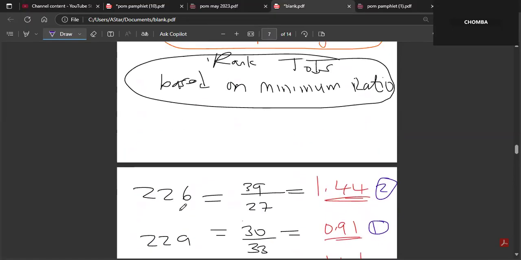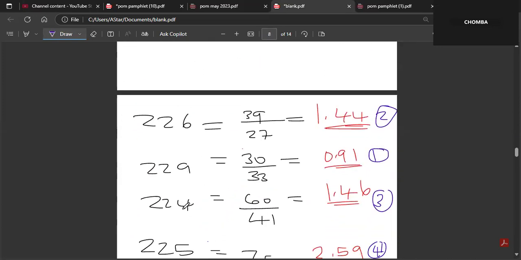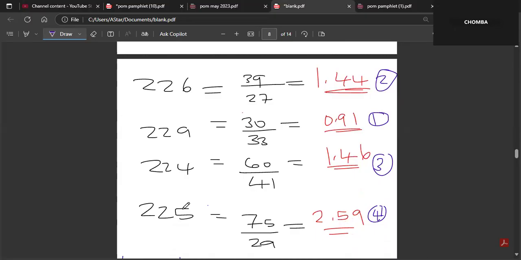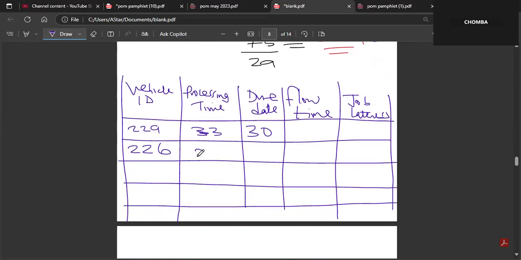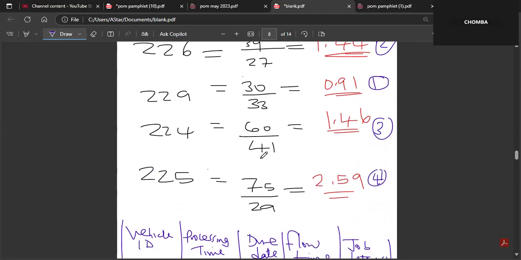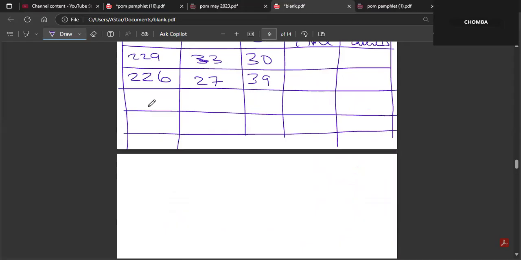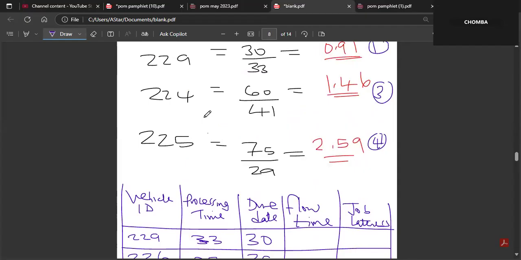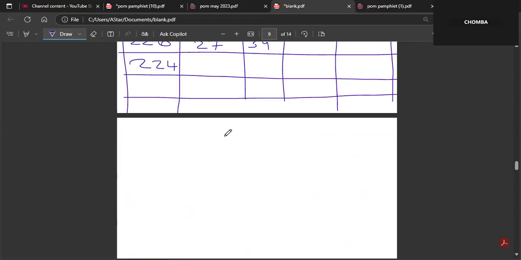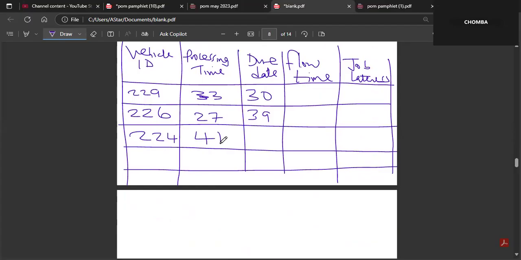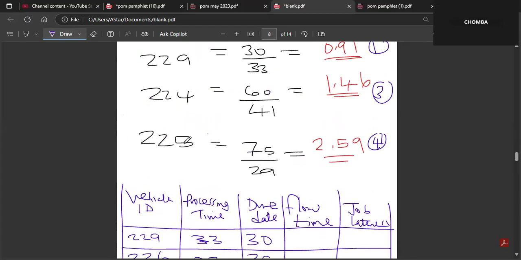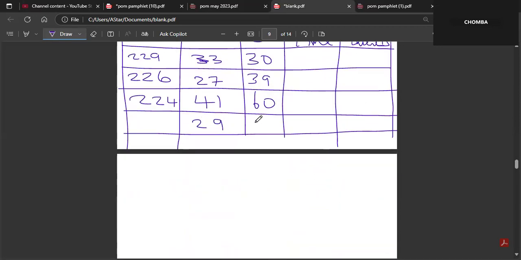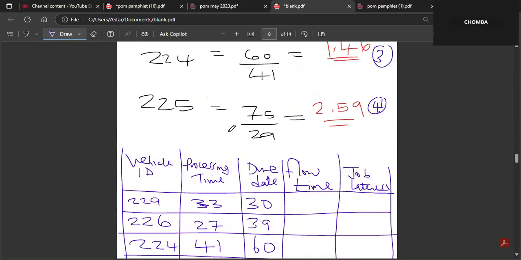Which is giving us what? 27 and 39. Which one is the processing time? 27 and 39. Then which other one? 224, right? 224, which is what? 41 and 60. Then the other one gives us what? The other one is 29 and 75. And this one is 225.